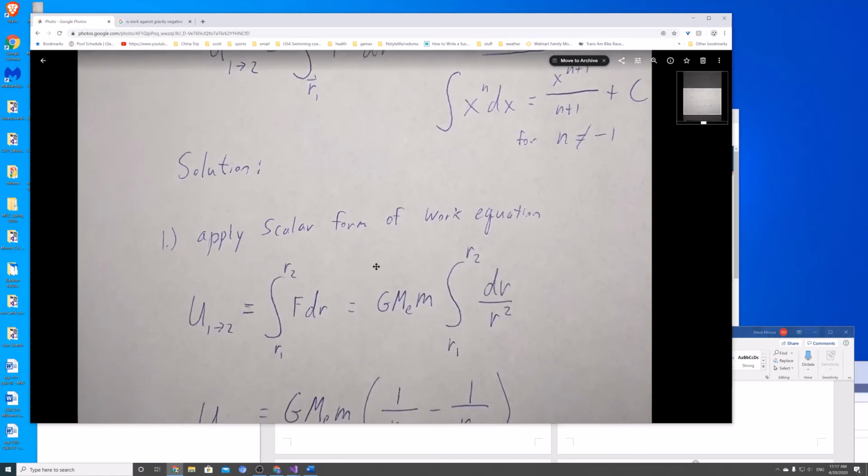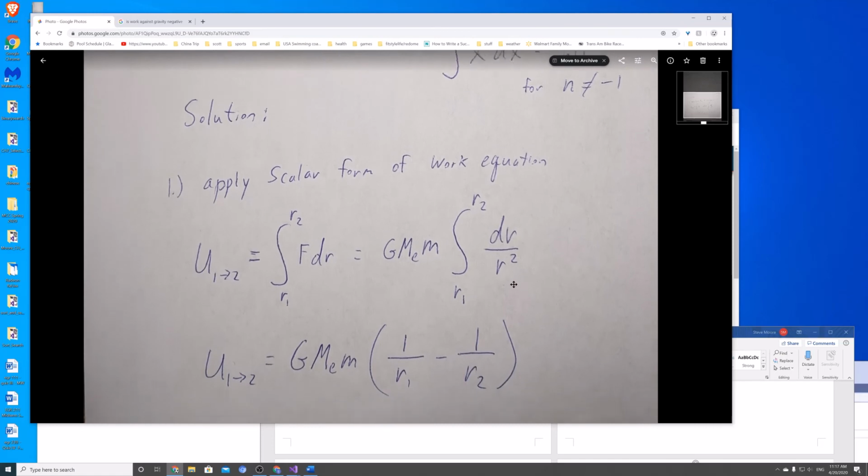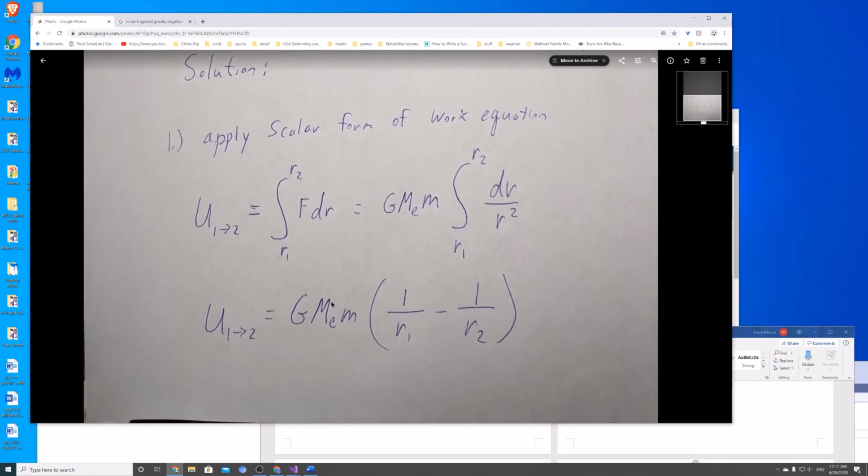First, we're going to apply the scalar form of the work equation. It's just going to be the integral from R1 to R2 of F, which is a function of R. All I do is substitute in for F, pull the constants over to the left-hand side of the equation, and then do the integration. When you perform the integration, here's the end result: the gravitational constant, the mass of the Earth, and the mass of the rocket. And here's the final result.